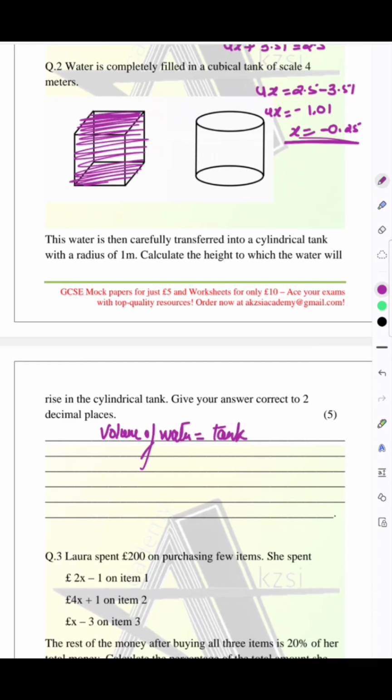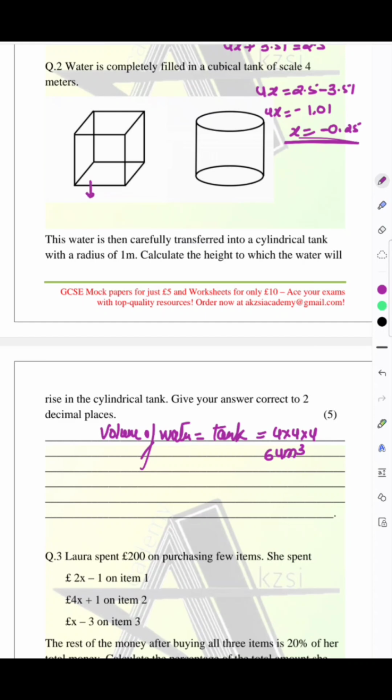And what's the volume of the tank? It's actually a cube. Volume of a cube is length times width times height, and here it's specifically given the length is 4 meters, which means the volume of this tank is 4 times 4 times 4, which is 64 meters cubed. This water is also 64 meters cubed.